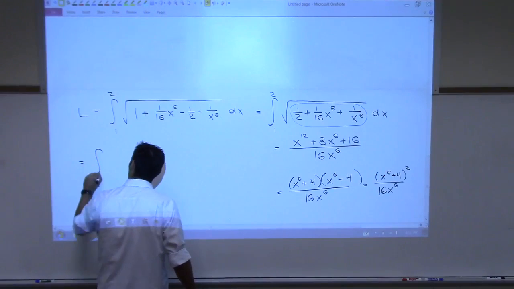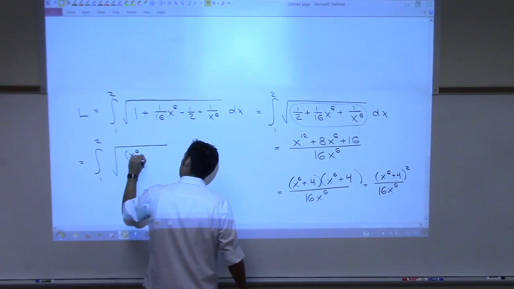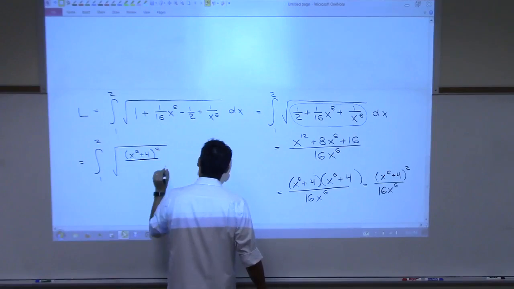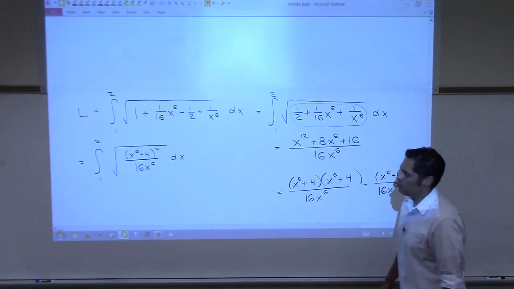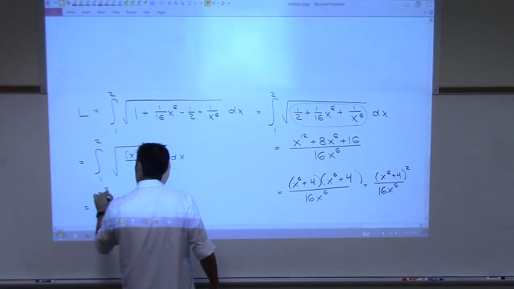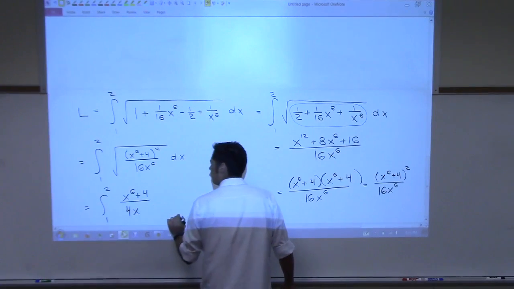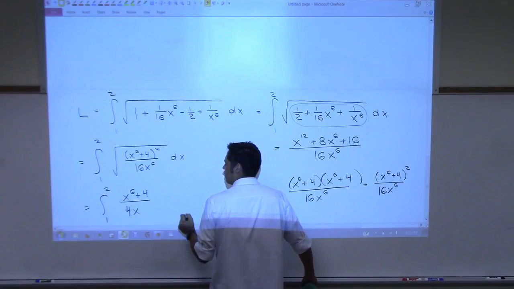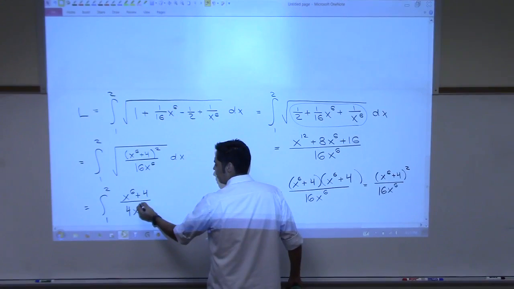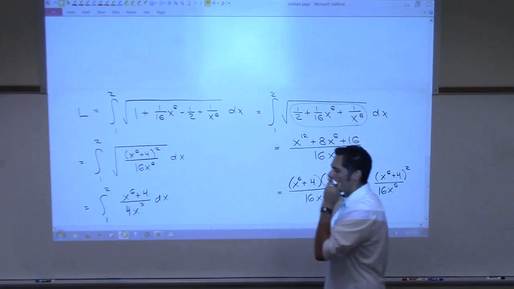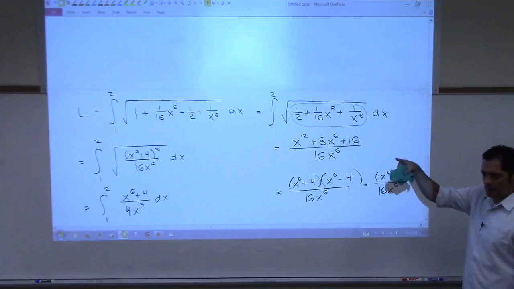So I have equals integral 1 to 2 square root of this thing, x to the 6th plus 4, and then 2, and then 16 x to the 6th dx. Now go ahead and take the root on the top and bottom. The root of the top is just x to the 6th plus 4. The root of the bottom is 4x what? I've heard fourth and third. Third. When you square x cubed, you get x to the 6th, right? Power to a power, you multiply the powers.